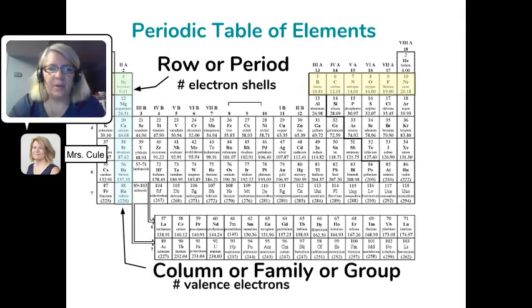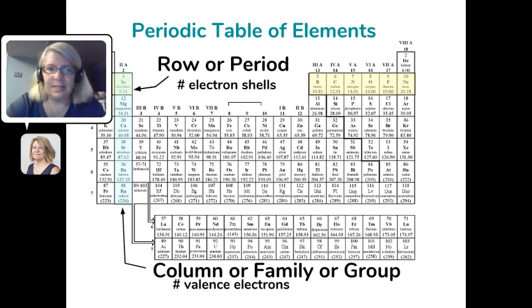Hopefully you're a little bit familiar with the periodic table already, but here are a few key things that I want to make sure that you remember. The periodic table is laid out kind of like a grid. There is a horizontal organization that we call rows or periods, and there is a vertical organization that we call columns or families or groups.